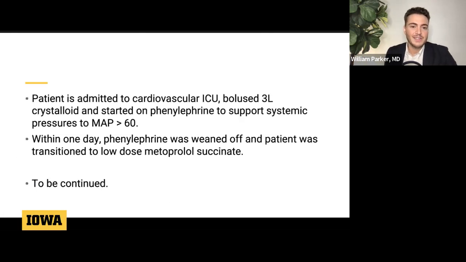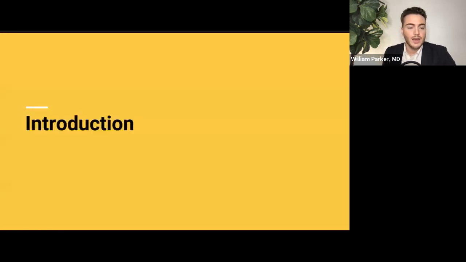She was admitted to our ICU, bolused 3 liters of crystalloid, and started on a phenylephrine drip to support her hemodynamics, and really within 1 day kind of turned around and was started on low-dose metoprolol. I'm going to talk about her a little bit later in the presentation, so just keep her in mind as I go through these next slides.